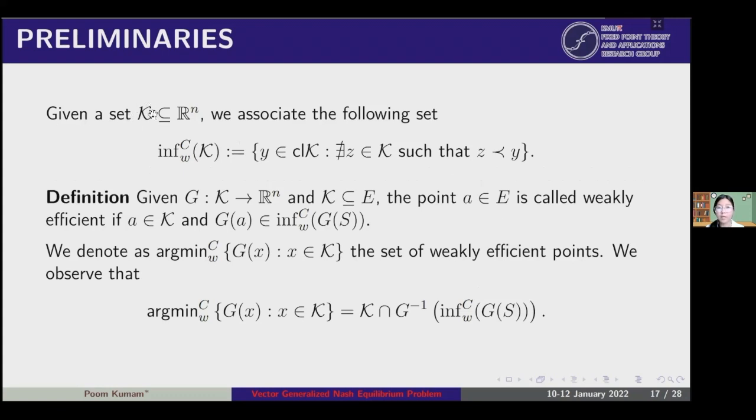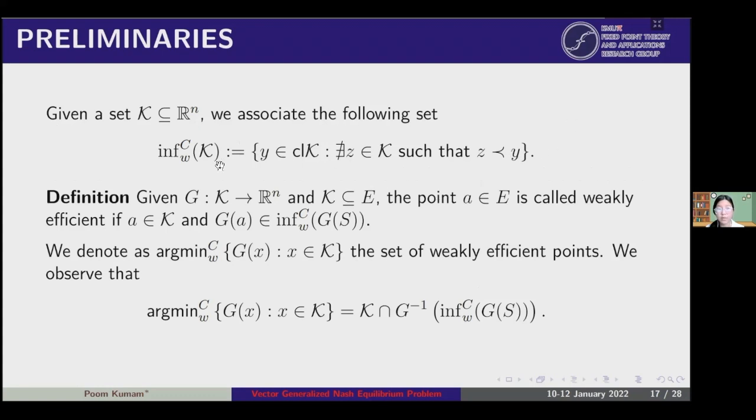Now, if we consider a set K in n-dimensional real space, we associate the following set, the infimum of the set K with respect to cone C, denoted as the set of Y from the closure of K, such that there is no other point C in the set that is inferior to the point Y.